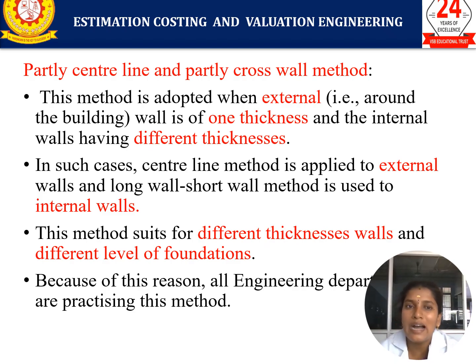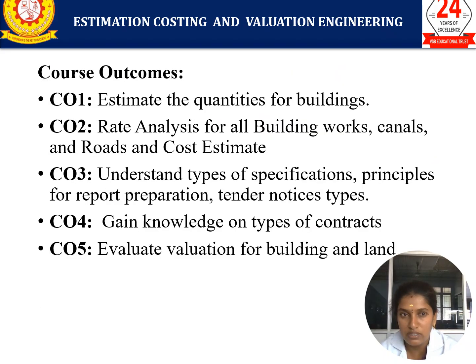So what is the partially center line and partially cross wall method? Here some of the outer walls of the building are different in dimension. At that time the external walls may be calculated by the long wall and short wall method. The internal walls are in the same dimension, so for that we can use the center line method. So we can use both center line as well as long wall short wall together. That is the partially center line and partially cross wall method, right?